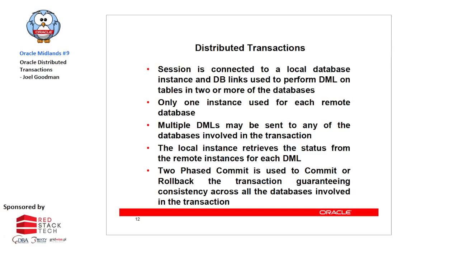The local instance retrieves the status from the remote instance for each DML, but this requires two-phase commit to be done. In other words, two-phase commit is a well-known paradigm for distributed transactions. It means that all of the individual sub-transactions in each database that are part of this distributed transaction either all commit or all roll back. What you don't want is a mixed outcome.